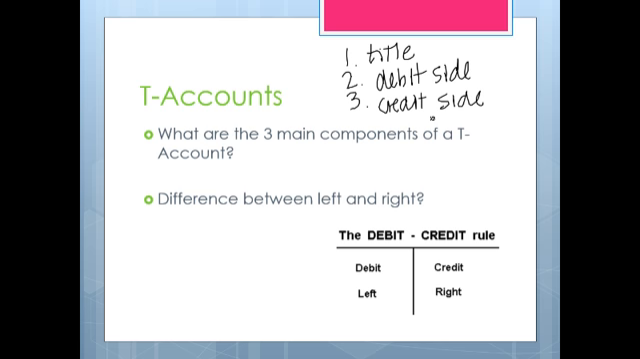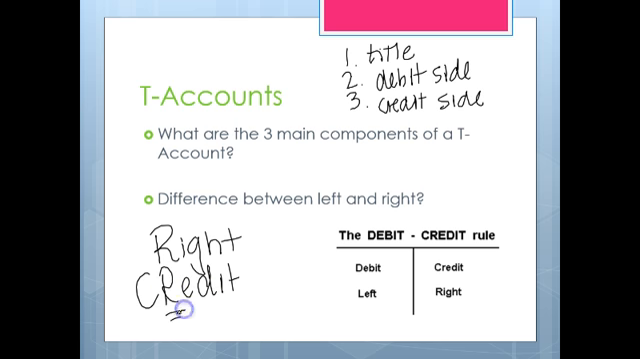The second bullet point asks, what is the difference between the left and right? And I have a cool little trick. Right and credit both have a letter R. This helps you to remember that credit is always going to be your right side.